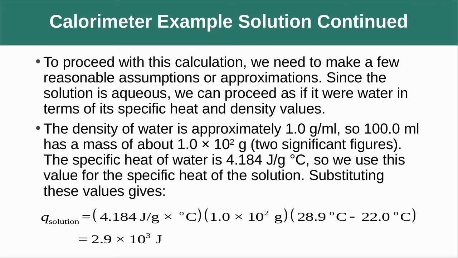We're then going to also make the assumption that those two solutions have a density of about 1 gram per milliliter. So the 100 milliliters that we have altogether, 50 mL of HCl and 50 mL of NaOH, is going to weigh about 100 grams. And then we have our change in temperature, which is going to be the difference between that final temperature when we mix the two together and the initial temperature that they were both sitting at, 22 degrees Celsius. If we do all that math out, we're going to see that that reaction released 2.9 times 10^3 joules.